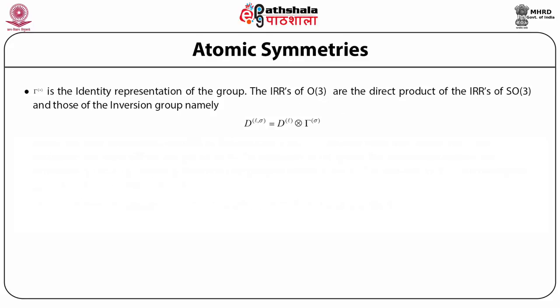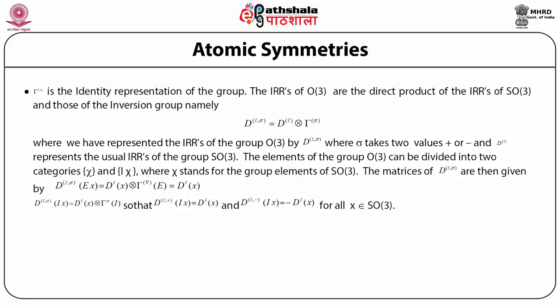The irreducible representations of O3 are thus the direct products of the irreducible representations of SO3 and those of the inversion group, namely the representations themselves. DL sigma, being the representation of the group O3, is equal to the direct product of the representation DL of the group SO3 with the representation gamma sigma, which is the irreducible representation of the inversion group. Here sigma takes two values, plus or minus, and DL represents the usual irreducible representation of the group SO3. So DL is the irreducible representation of SO3, and DL sigma is the irreducible representation of the group O3.